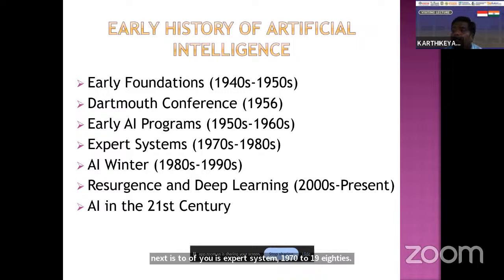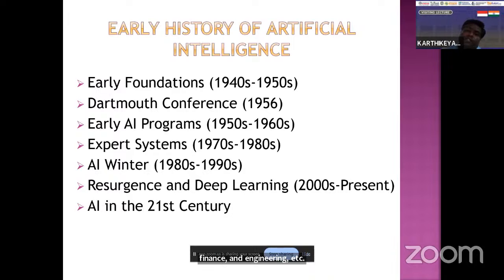And next history of AI is expert systems, 1970s to 1980s. This is the rise of expert systems, AI programs designed to mimic the decision making abilities of human experts in specific domains. The systems were used in fields like medicine, finance, and engineering, etc.